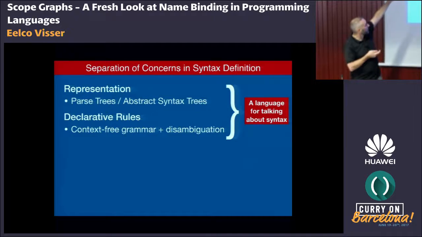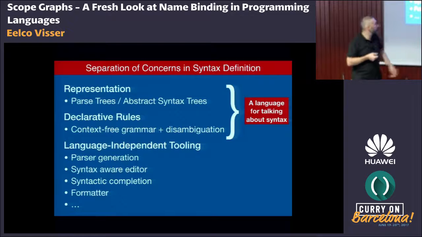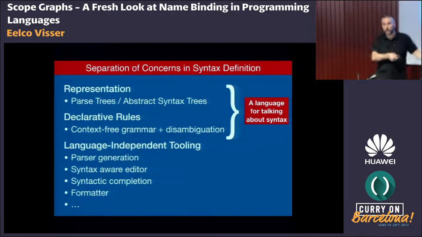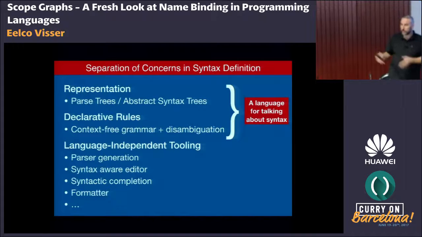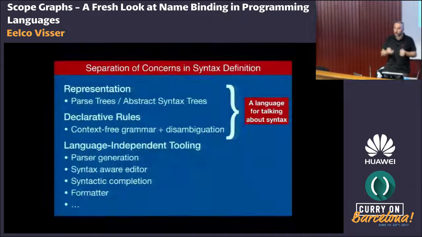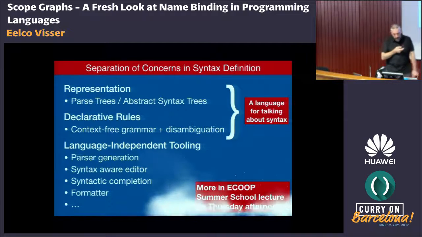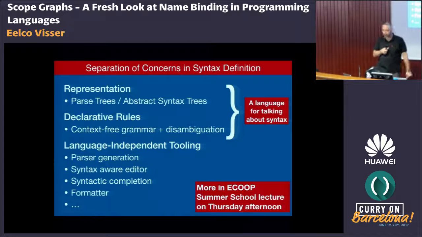And just by using context-free grammars, what we get for free is a whole bunch of language tooling. So tooling that you don't have to write specifically for your language, but tools can provide it for you. So from a grammar you can generate a parser, you get a syntax-aware editor, you get syntactic completion, formatters, etc. All right, that's nice. So we've written a grammar for our language and we're done. We have an editor. And if you want to know more about this, then I'll talk at more length about declarative syntax definition in my summer school lecture on Thursday afternoon.